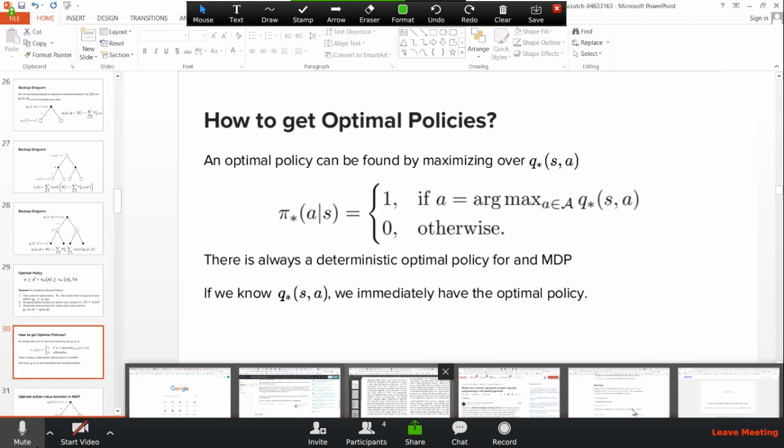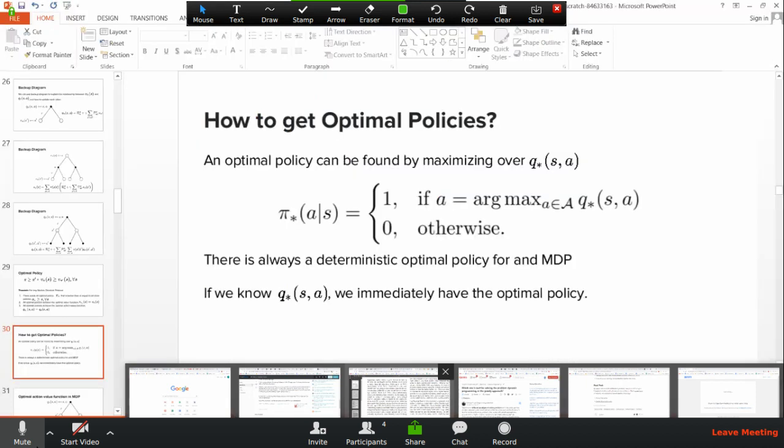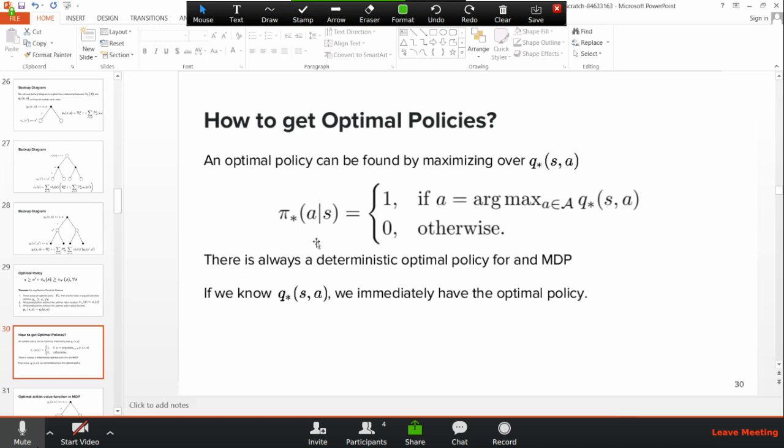There is always a deterministic optimal policy for an MDP. If you know Q star of S, A, we immediately have the optimal policy. So our aim is to finally find that particular Q star of S, A. There are two things: either you can find the optimal value function and then plug that into a policy and you will get your optimal policy, or you derive an optimal policy directly, and the value you calculate for it should be optimal. Either way you can do it.